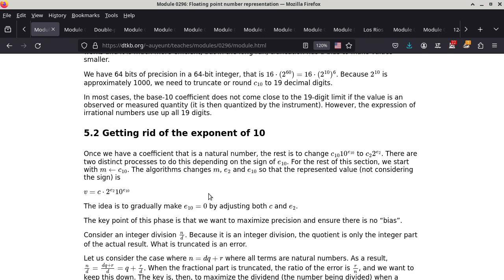All right, so when we do the conversion, ultimately what we are trying to do is get rid of the exponent of 10. I will give you an example, okay?